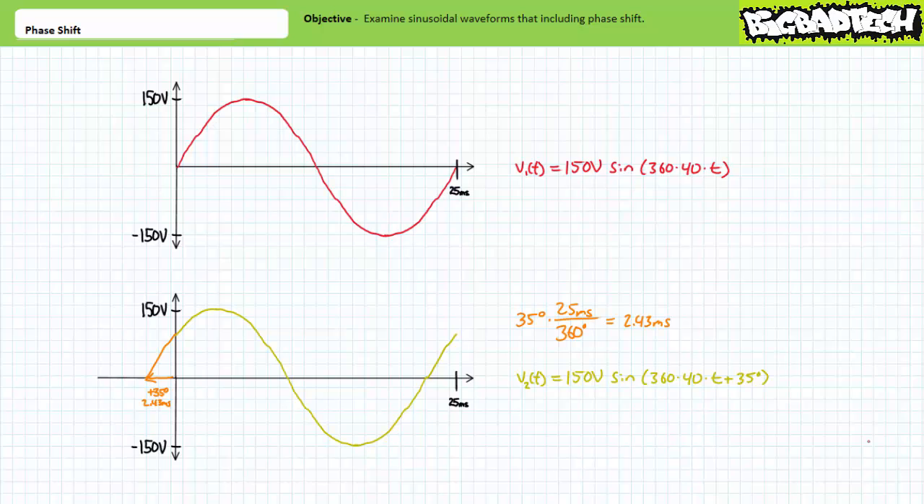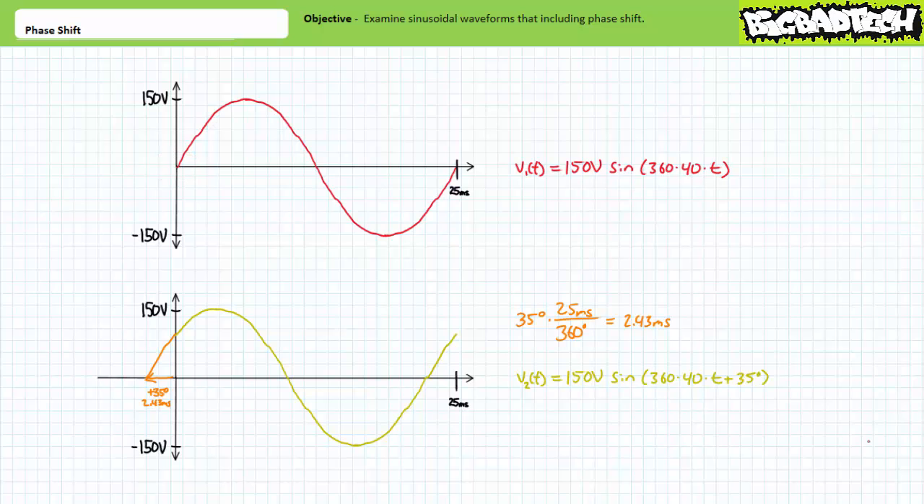Consider waveform V1 of t, characterized by the following expression: 150 volts times the sine of 360 times 40 times the time of interest, plus a phase shift of 0 degrees. V1 of t has a peak value of 150 volts, a frequency of 40 Hz, a period of 1 over 40, or 25 milliseconds, and a phase shift of 0 degrees, meaning it's not phase shifted and its zero crossing going positive occurs at 0 degrees or 0 milliseconds.